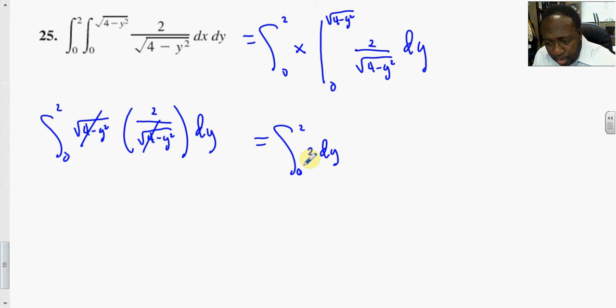Integrate this 2 dy, and that gives us 2y. Y is evaluated from 0 to 2, and here we just get 4.